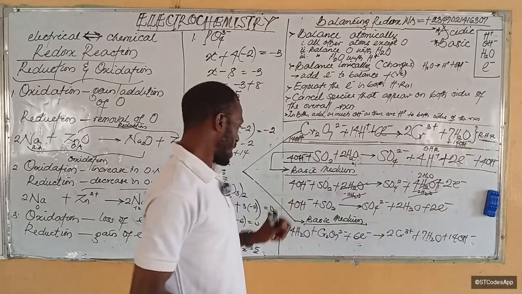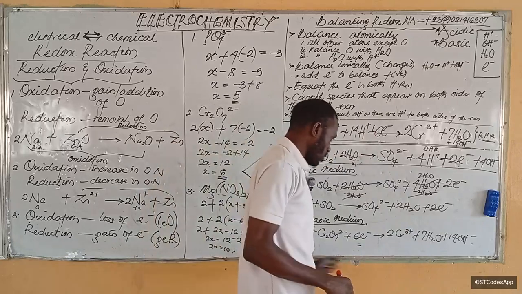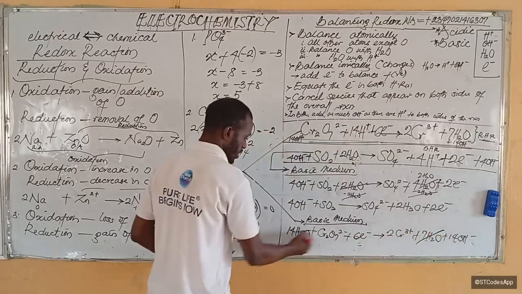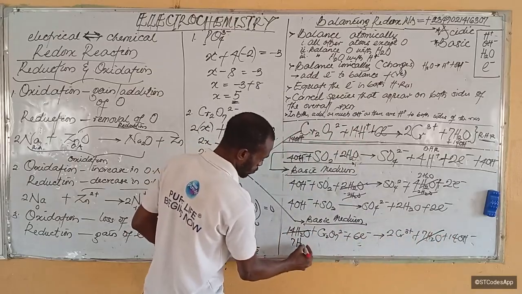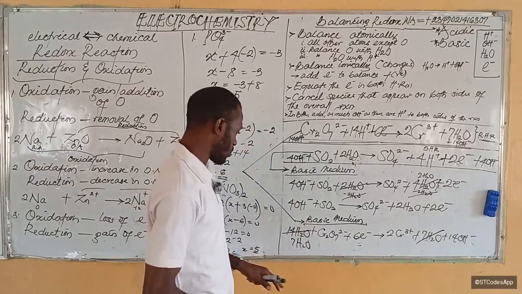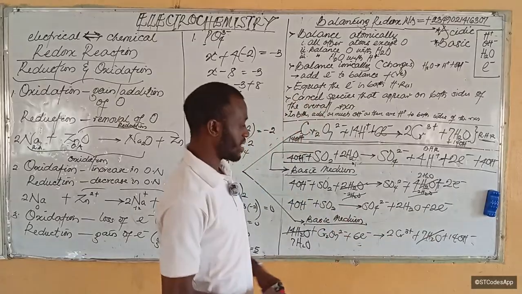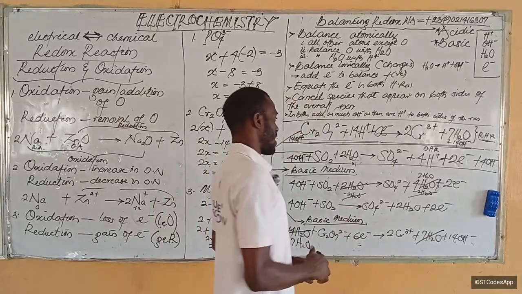is our reaction. Now there's H2O appearing here, H2O appearing here. We'll cancel 7 here and cancel 7 out of this one. It remains 7H2O. So our final reaction becomes 7H2O plus this to give this. Is that clear? And that is the final answer.